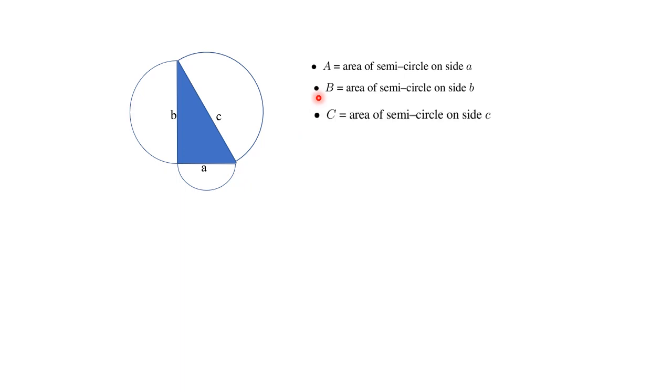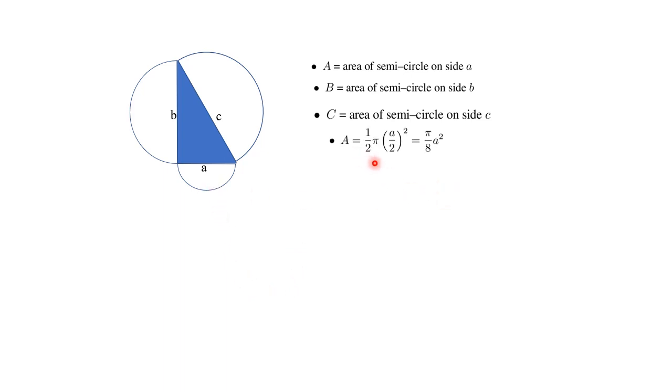And if we make these definitions, capital A is going to be the area of the semicircle down here with the side A, with the diameter A. And similarly for capital B and capital C. So capital A, capital B, capital C. Now remember, the area of a circle is pi times the radius squared. So for a semicircle, it's half of that. And the radius of this one here is half A. So we can very easily compute the area here.